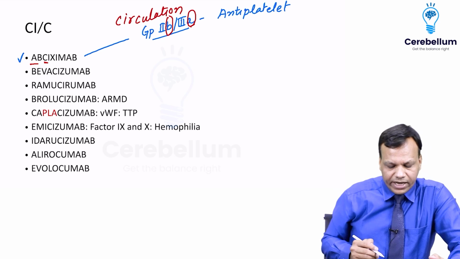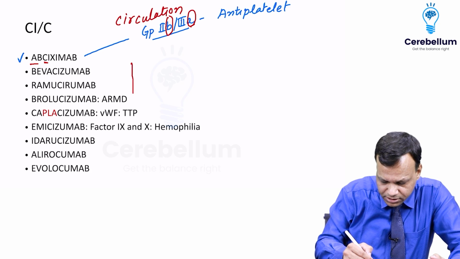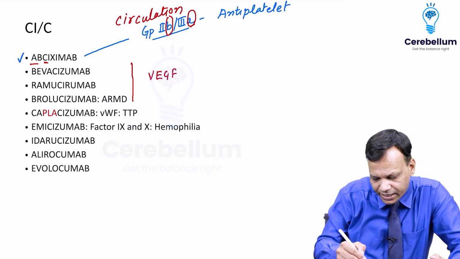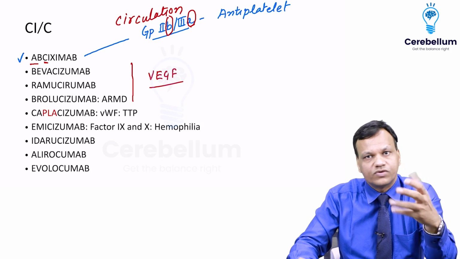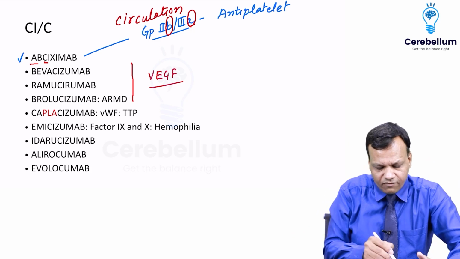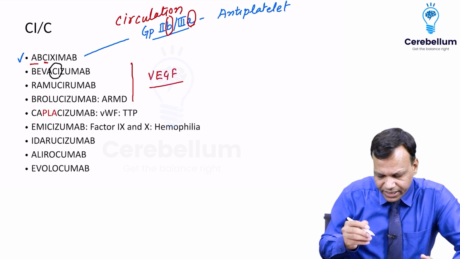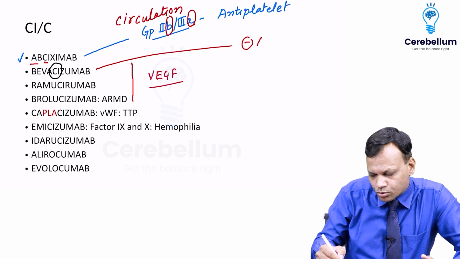Okay. Now next is bevacizumab. In fact, the next three drugs are against VEGF, monoclonal antibody against vascular endothelial growth factor, which is working in circulation obviously. Bevacizumab, CI means circulation. It inhibits angiogenesis.